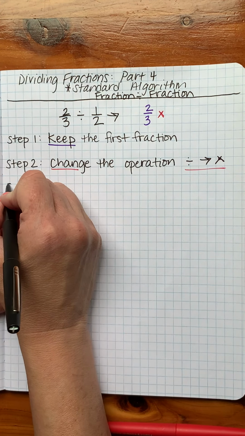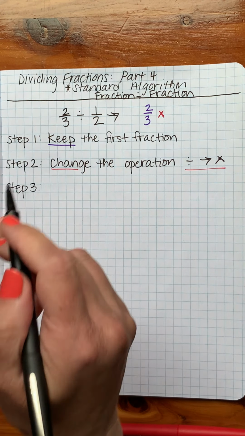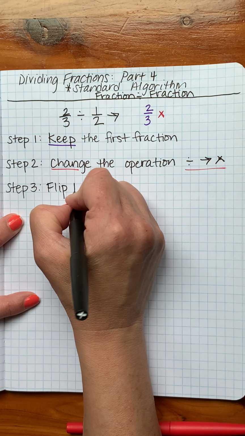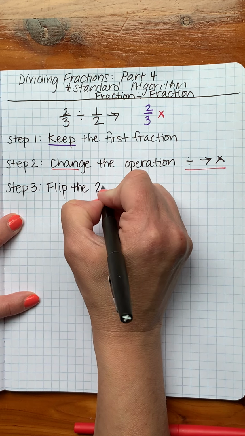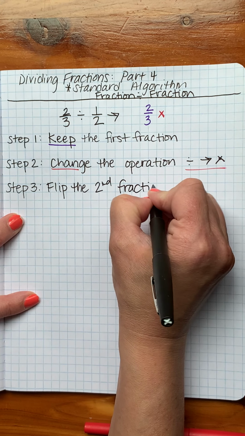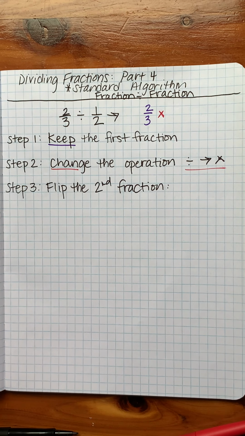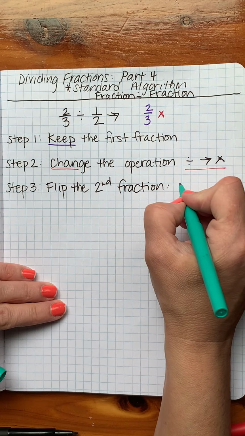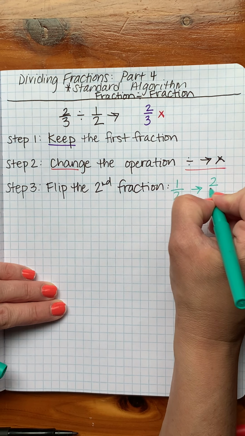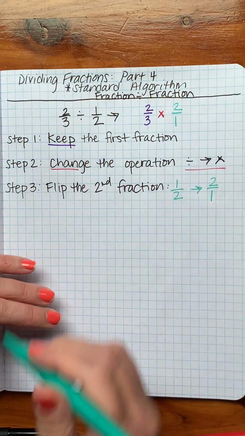Step 3. Flip the second fraction. In this particular case, when I say flip the second fraction, what I'm saying is 1/2 becomes 2/1.